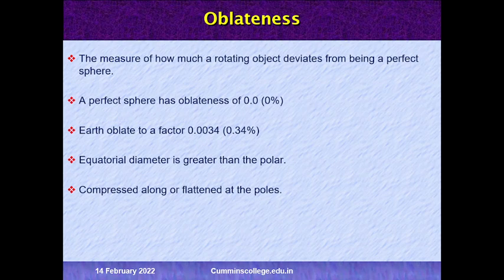Coming towards the oblateness, it is the measure of how much a rotating object deviates from being a perfect sphere. A perfect sphere has oblateness of 0.0 or 0%. The Earth is oblate to a factor of 0.0034, which means 0.34%. The equatorial diameter of the Earth is greater than the polar. The Earth is compressed along, or flattened at, the poles.